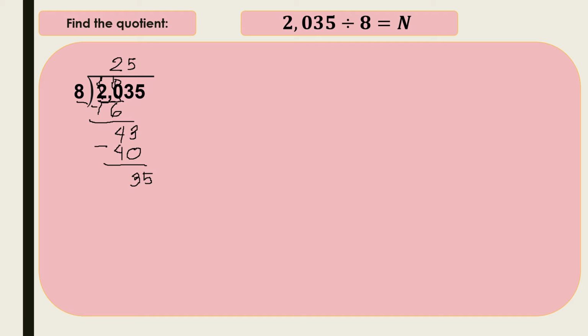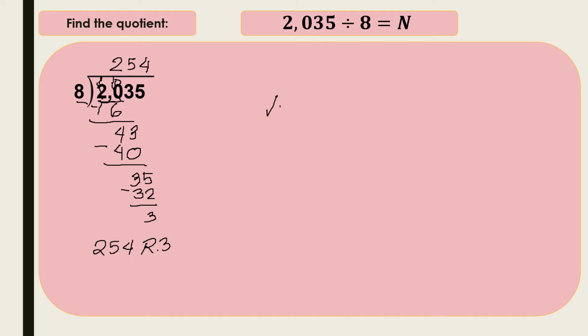So 35 divided by 8 is equal to 4. And then 4 times 8, multiply. So that is 32. And then we subtract. Then 5 minus 2 equals 3. So as you may see, there is no number to bring down. Therefore, 3 is the remainder. So how do we write this? We write 254 R3. So teacher, how can we check if the quotient has a remainder?